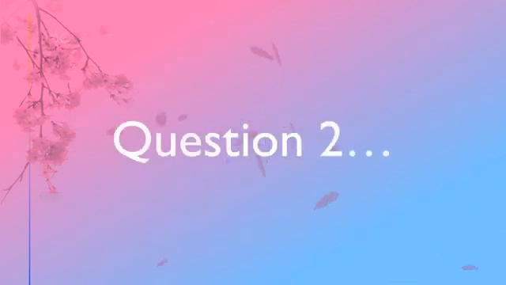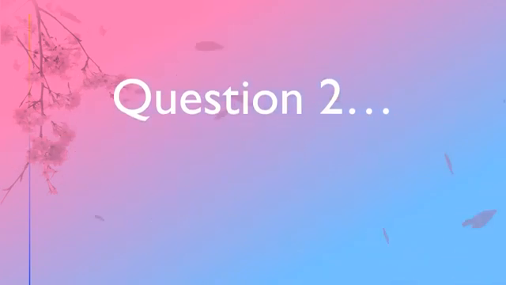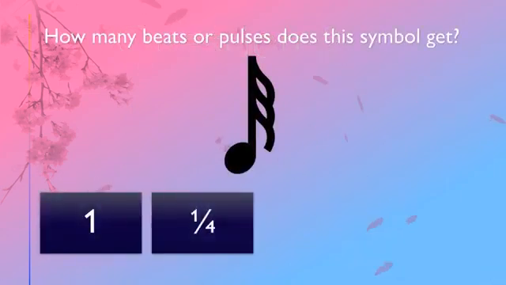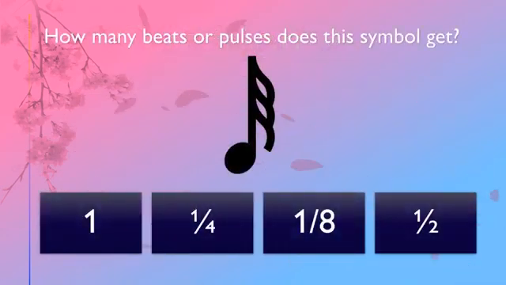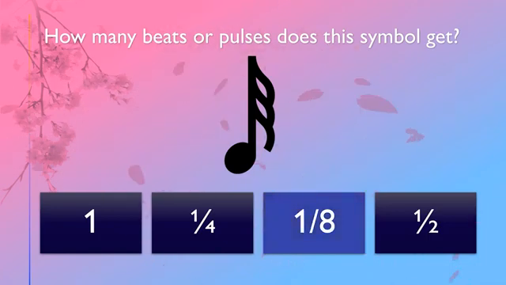Question 2. How many beats or pulses does this symbol get? Does it get 1, a fourth, an eighth, or a half? And the answer is an eighth. This symbol is the 32nd note and it requires an eighth of a beat or pulse.